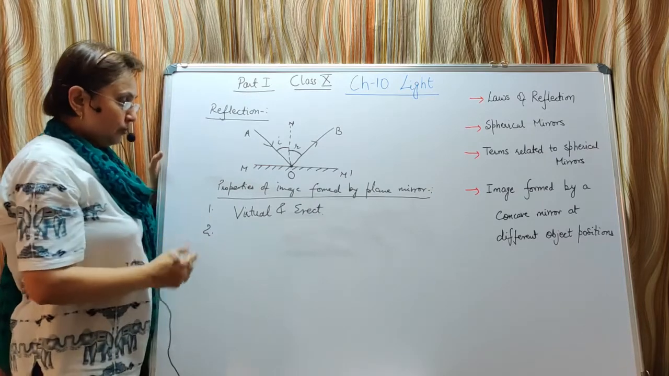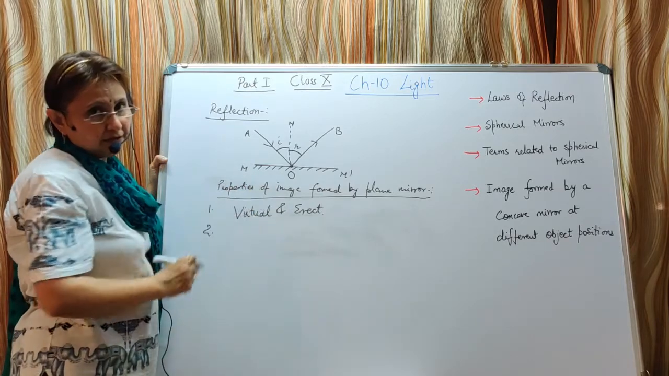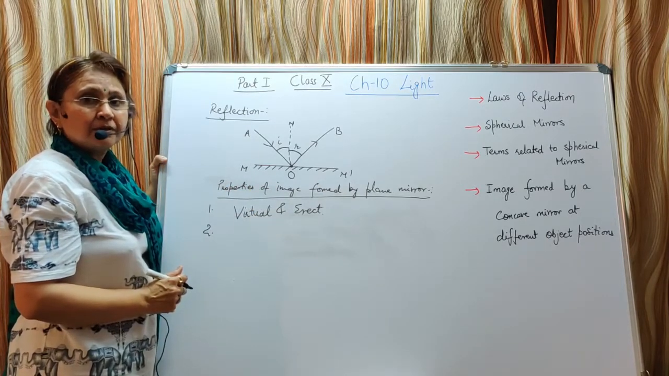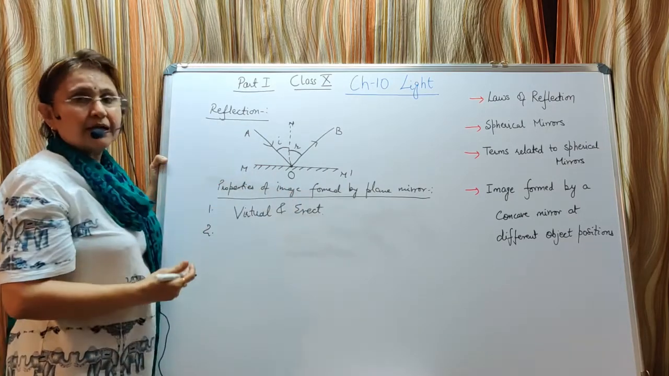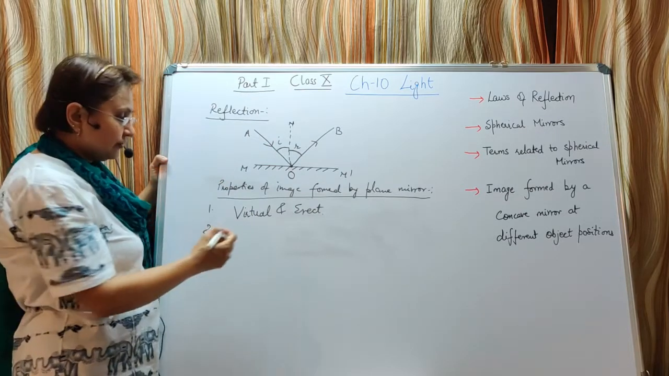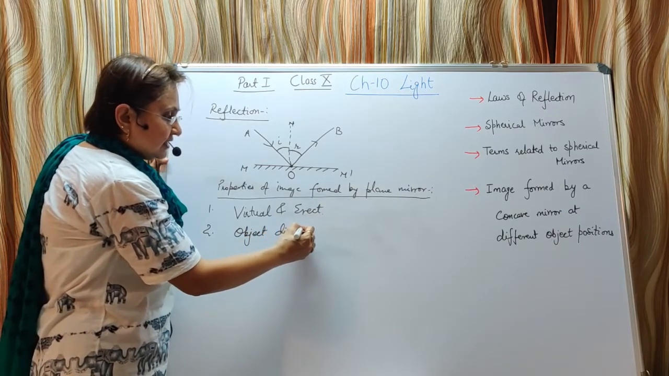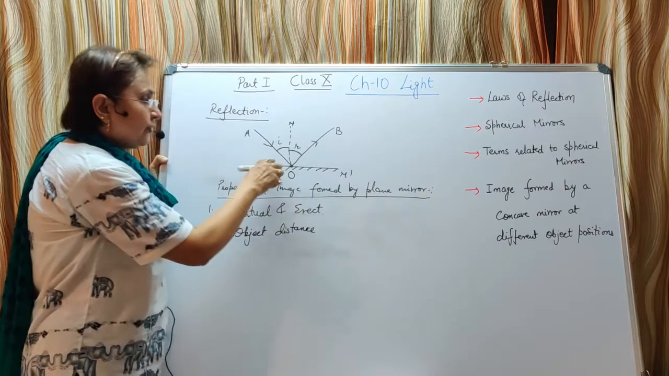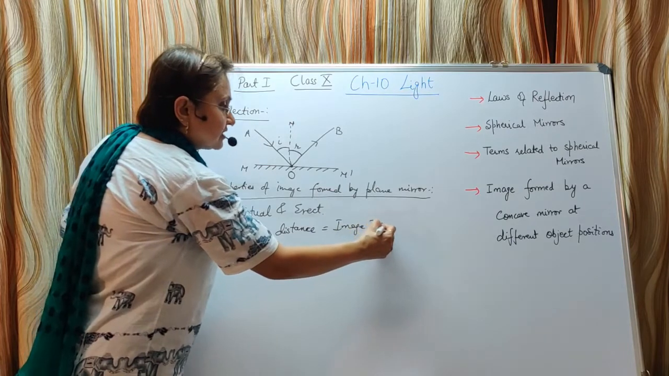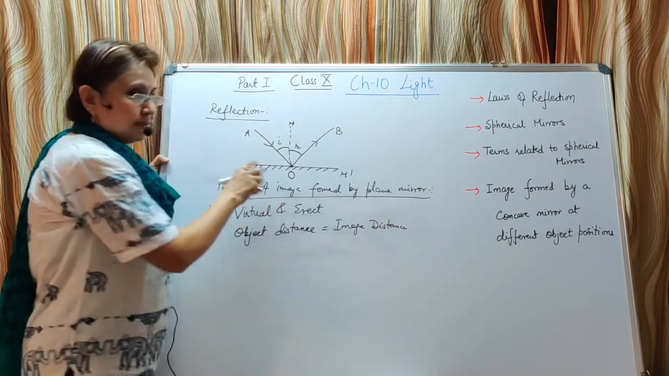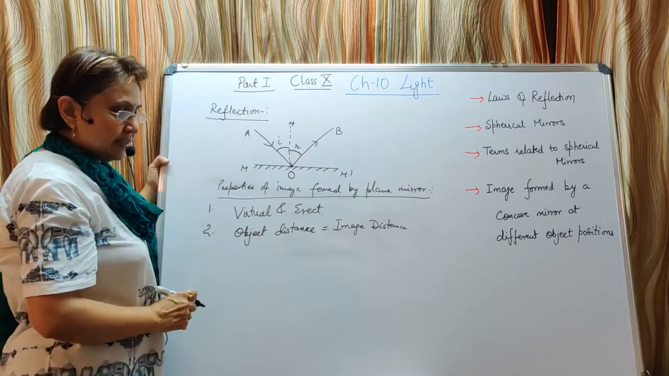Now the second point is that the image formed is as far behind the mirror as the object is in front of it. When you stand in front of the mirror, you see that the image is formed as far behind the mirror as the object is in front of it. Object distance is the distance of the object from the mirror, and it is equal to the image distance, which is the distance of the image from the mirror.